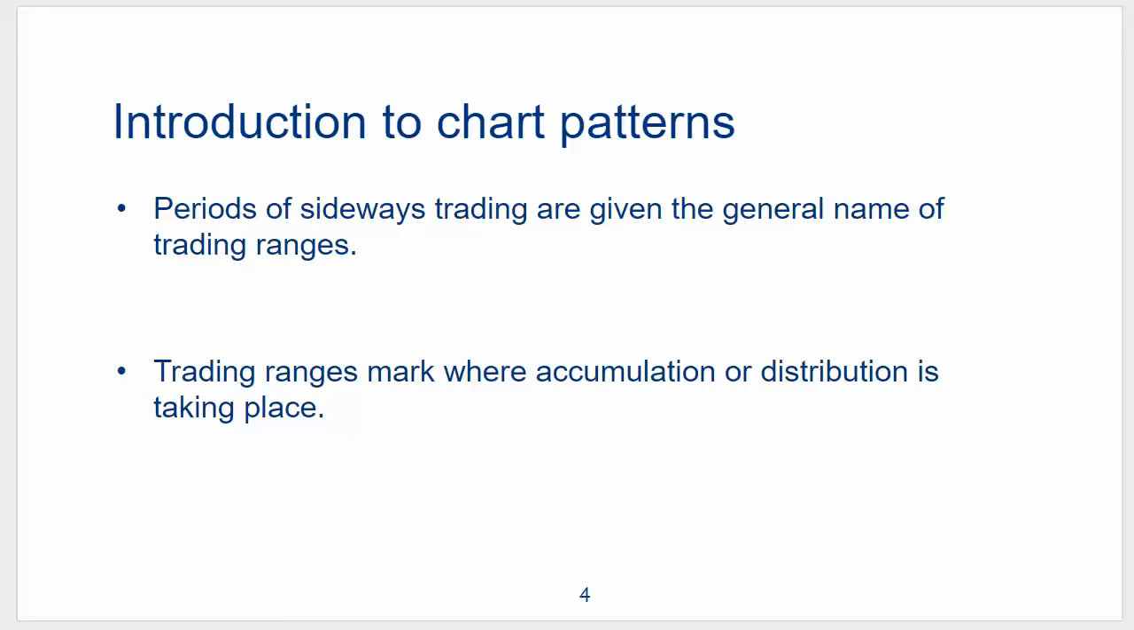Now, these sideways movements that the market forms after the trending activity are what we call trading ranges, and these are places where accumulation or distribution takes place. So one of the market participants is building positions in the expectation that the market is going to move higher, or one of these sides, the buyers or the sellers, is getting rid of positions in a trading range in the assumption that the market is going to fall.